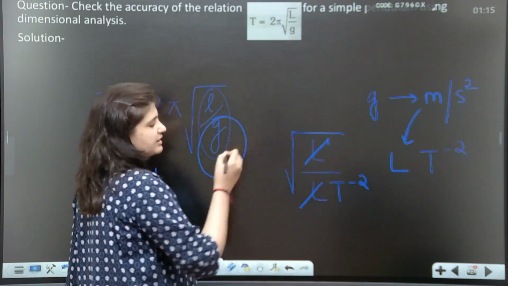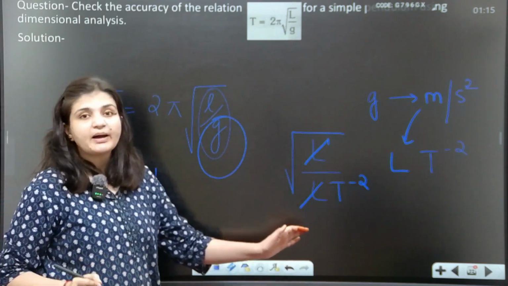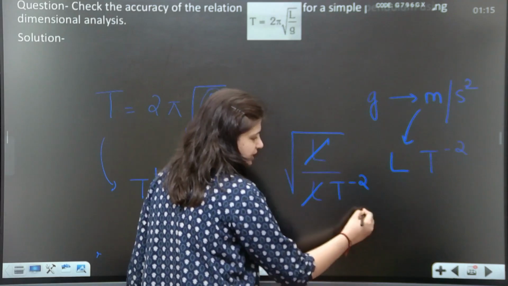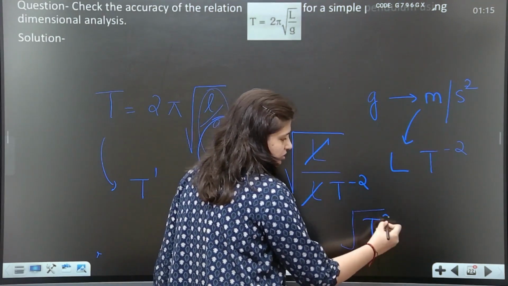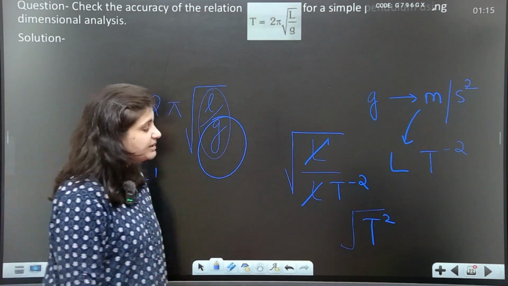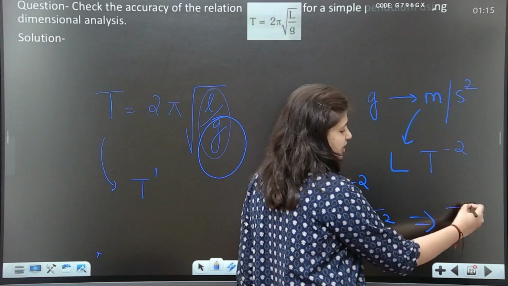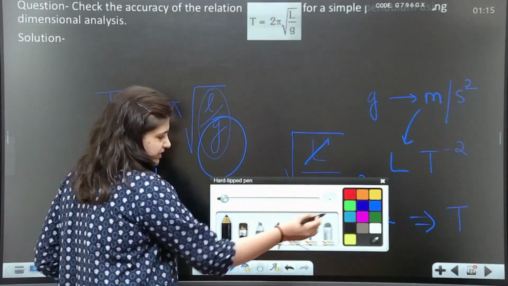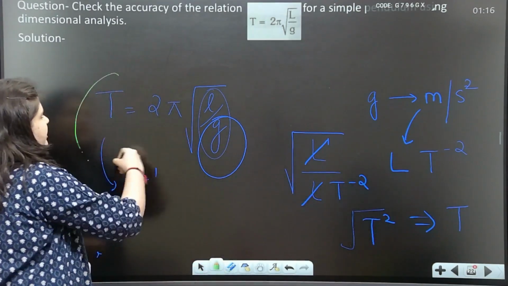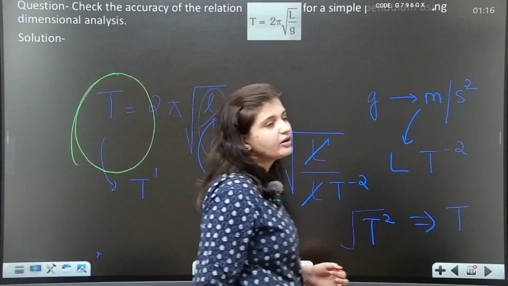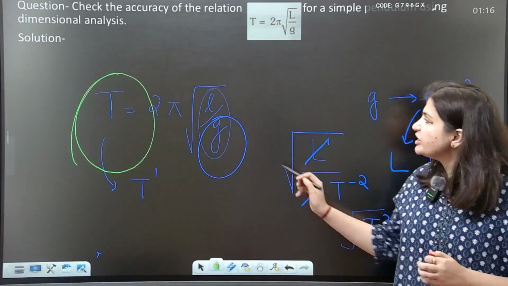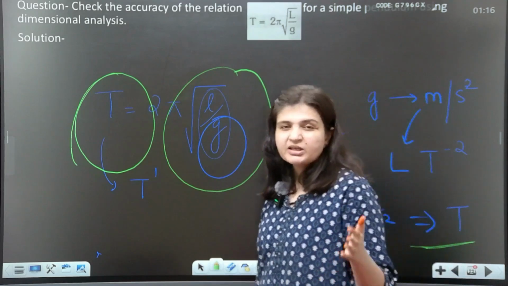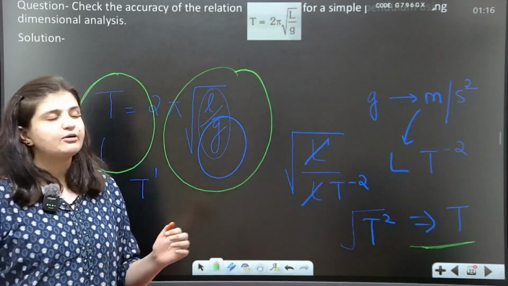So L gets cancelled. T to the power minus 2 will go in the numerator and this will be T to the power square, which comes out to be equal to T. So here, in the LHS, we already have the time T, and in the RHS it is also coming out to be T.